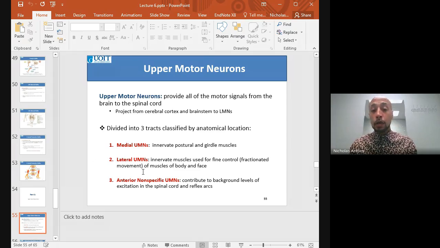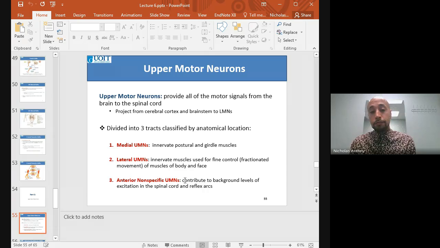We have our lateral upper motor neuron tracts. Those are the groupings of the tracts located more laterally in the white matter, and that's used for activating our muscles for fine control or intricate movements. And then we have our anterior non-specific upper motor neuron tracts that are anterior, and these are used for neuromodulation or contributing to background levels of excitation in the spinal cord and reflex arcs.